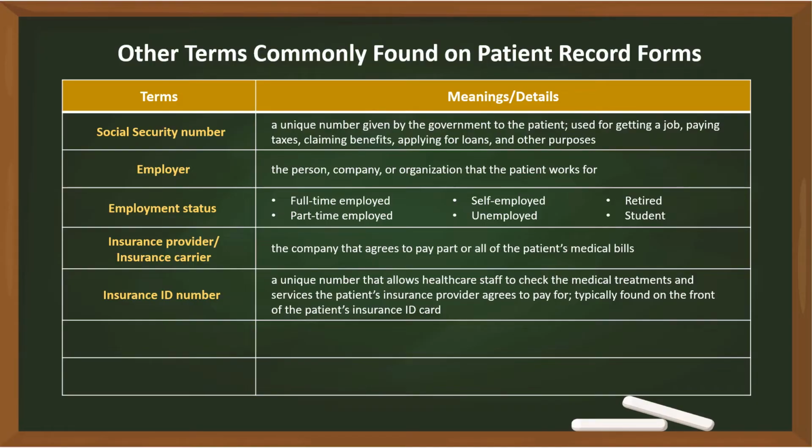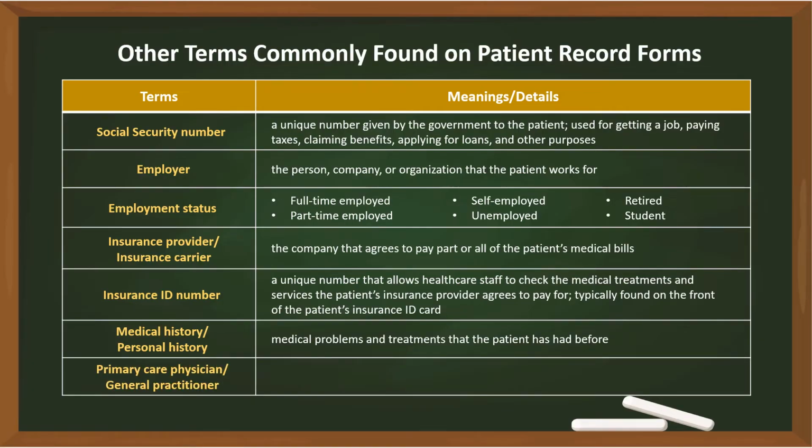During registration, we commonly ask the patient about his or her own medical history or personal history. That is, the medical problems and treatments that he or she has had before. We may inquire about his or her primary care physician or general practitioner as well. Both terms refer to the main doctor responsible for the patient's routine checkup or non-emergency medical care. Primary care physician is the term normally used in the US, while general practitioner is more common in the UK.